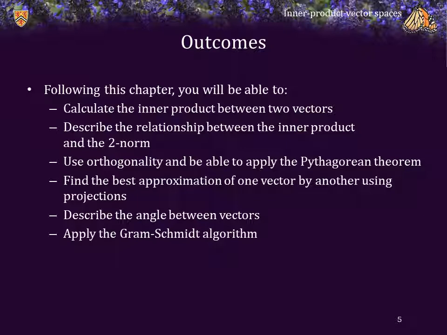Now, following this chapter, you will be able to calculate the inner product between two vectors. You will be able to describe the relationship between the inner product and the 2-norm. You will be able to use orthogonality and apply the Pythagorean theorem as appropriate. You will be able to find the best approximation of one vector by another using projections. You will be able to describe the angle between two vectors and find that angle, and you will be able to apply the Gram-Schmidt algorithm.